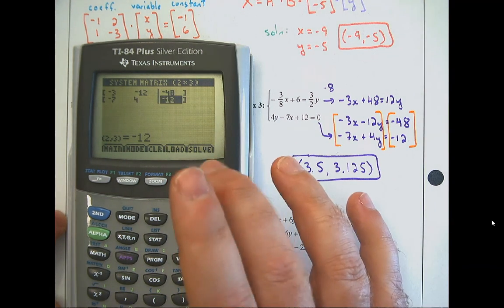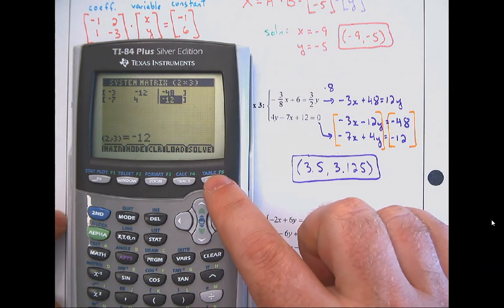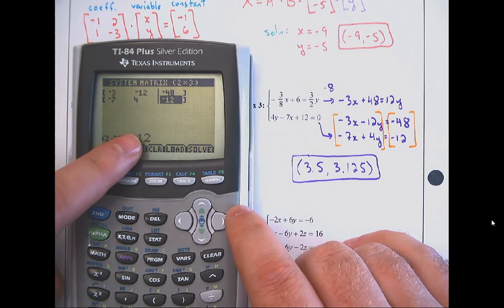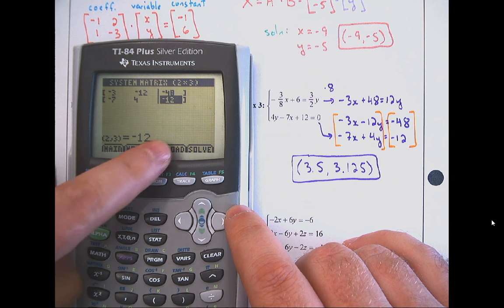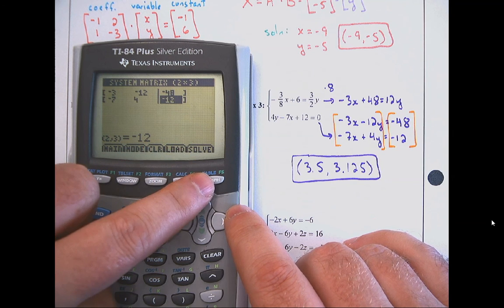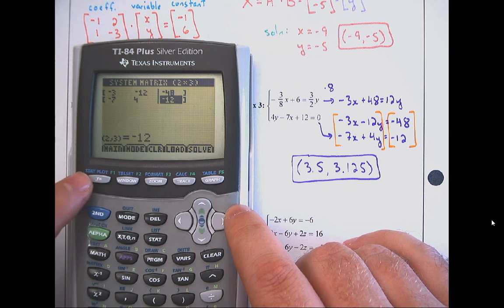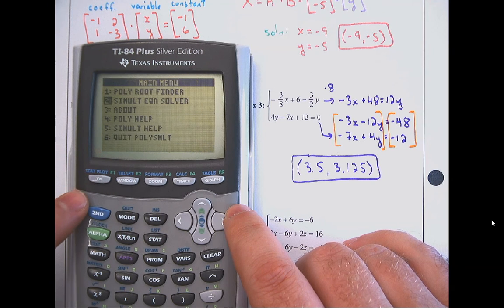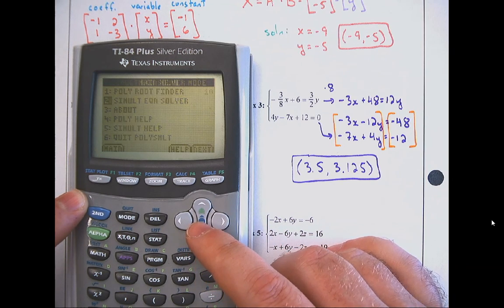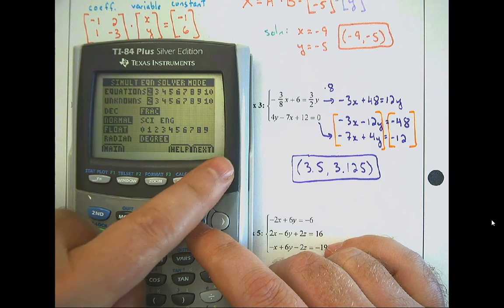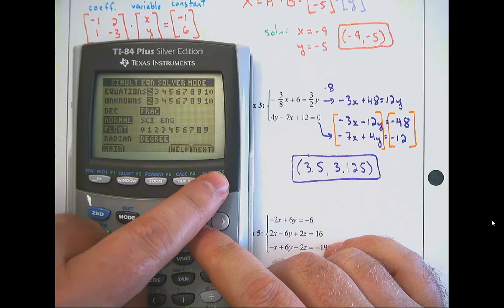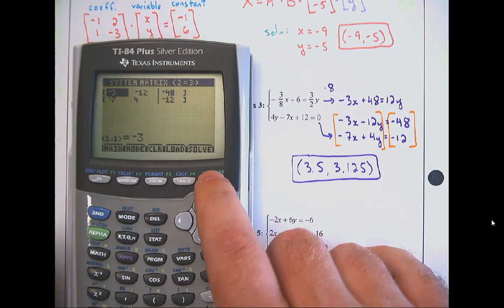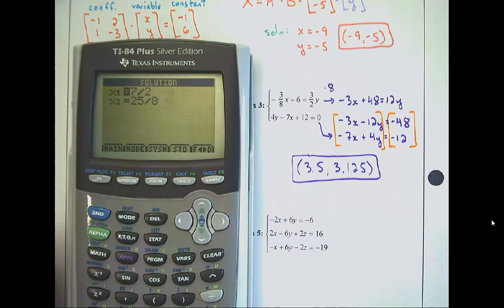Now I can just hit solve here. See how that says solve? That corresponds. Each one of these little on-screen buttons corresponds to the buttons underneath them. So if I wanted to go back to the main screen, I would hit main and it'd take me back here. Simultaneous equation solver. I wanted to hit next, so that's this button here. Now I've put in all my coefficients and my constants, so now I can hit solve.